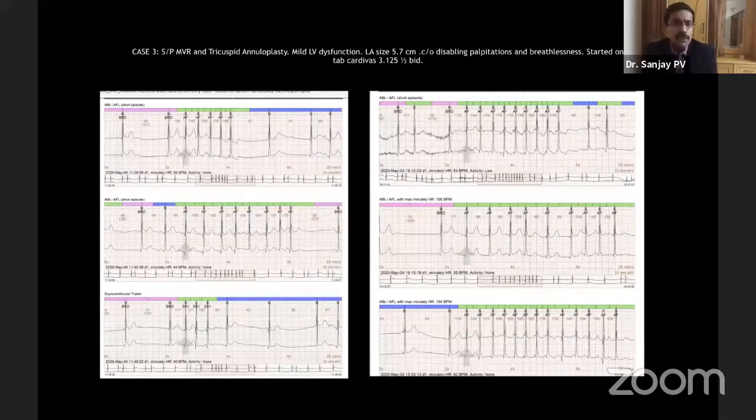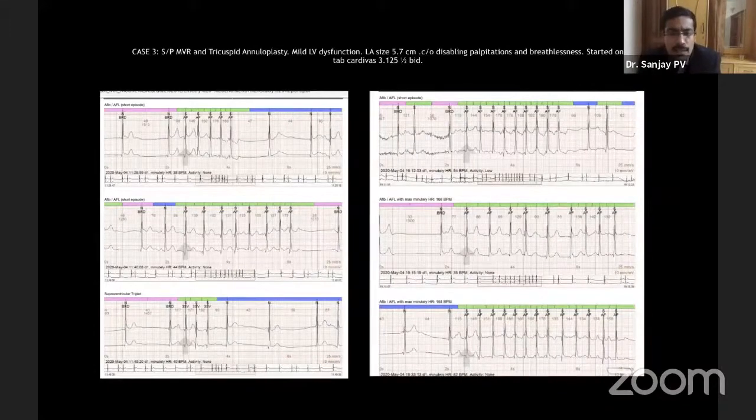This is another patient, post mitral valve replacement with a tricuspid annuloplasty. She had mild LV dysfunction with an LA size of 5.7. She was complaining of disabling palpitations and breathlessness, and she was started on Cardivas 3.125 half twice daily. The reason such a small dose was given is that, as you can see, there's a Holter of the patient. You have episodes of probably ill-sustained fibrillation or flutter, and you have a sinus pause. So probably the treating physician felt there was no need to give a higher dose, where the sinus pause would get aggravated.